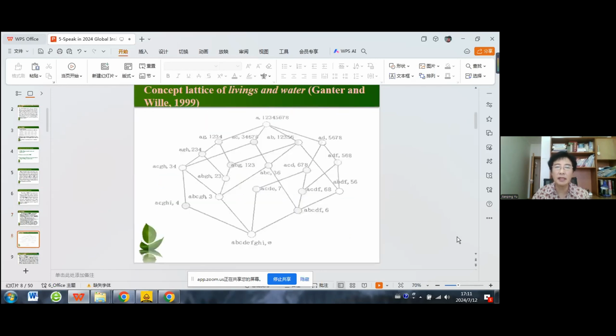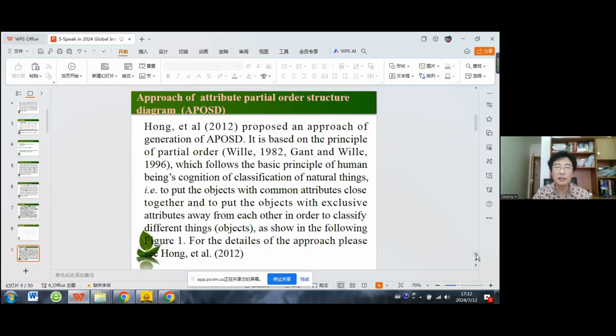This is the concept lattice of livings and water. As you can see, there are some cross lines in the diagram. Therefore, Hong et al. proposed an approach of generation of attribute partial order structure diagram. It is based on the principle of partial order, which follows the basic principle of human beings' cognition of classification of natural things. That is, to put the objects with the common attributes close together, and to put the objects with exclusive attributes away from each other in order to classify different things.